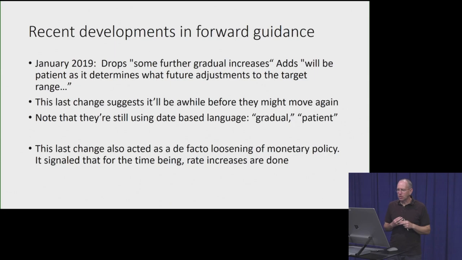So in January 2019, what they did here, this is very interesting, they dropped some further gradual increases, and they added "will be patient," emphasize that word there, as it determines future adjustments. So what they're going to do here with this language is suggest that, well, it might be a while before they make a policy move again. And so the point we want to make here is that they're still using, to some extent, date-based forward guidance instead of data-based.